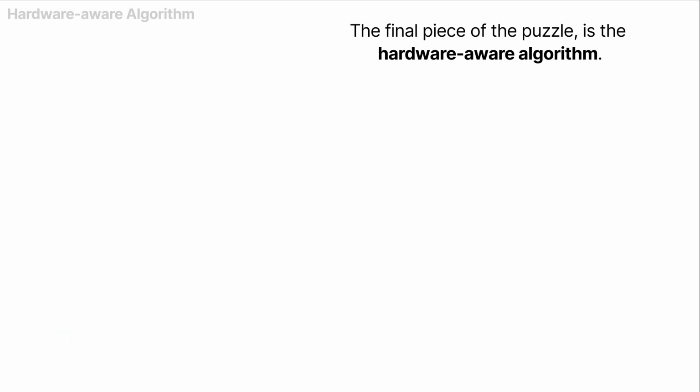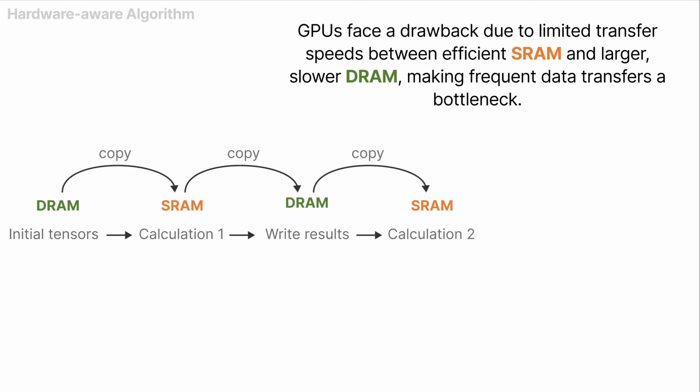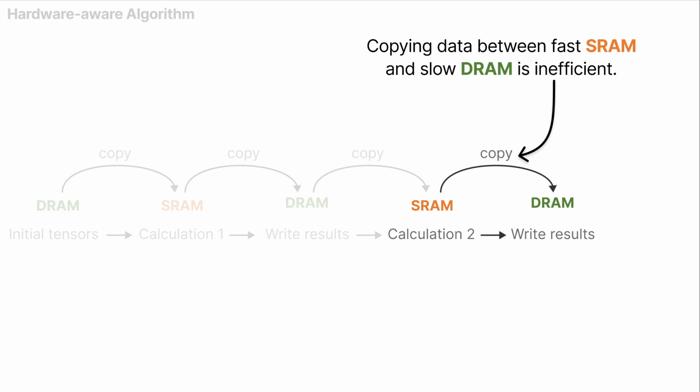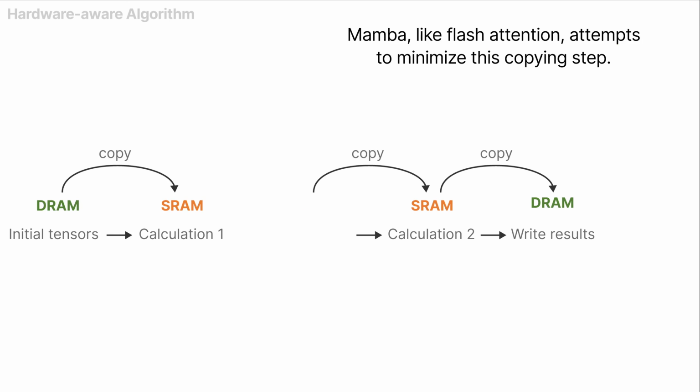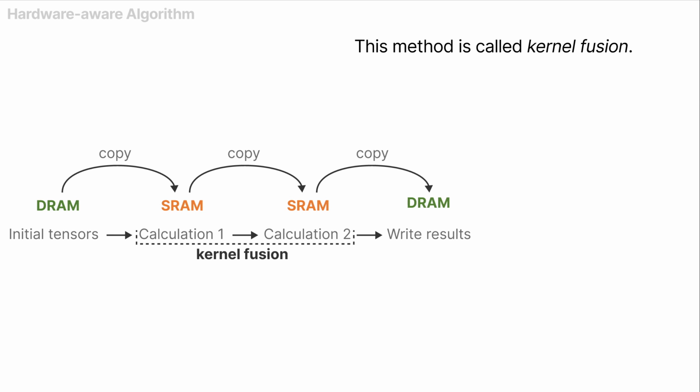The final piece of the puzzle is the hardware-aware algorithm. GPUs face a drawback due to limited transfer speeds between efficient SRAM and larger, slower DRAM, making frequent data transfers a bottleneck. Copying data between fast SRAM and slow DRAM is inefficient. Mamba, like flash attention, attempts to minimize this copying step. This method is called kernel fusion.